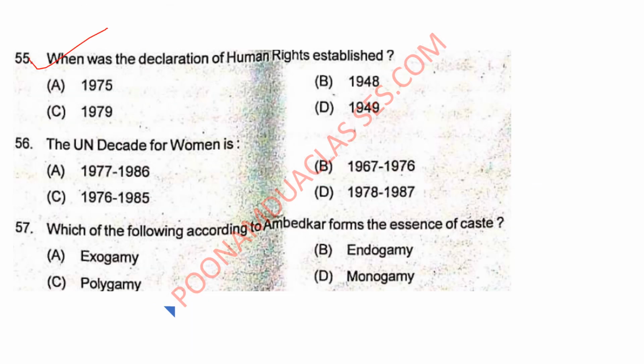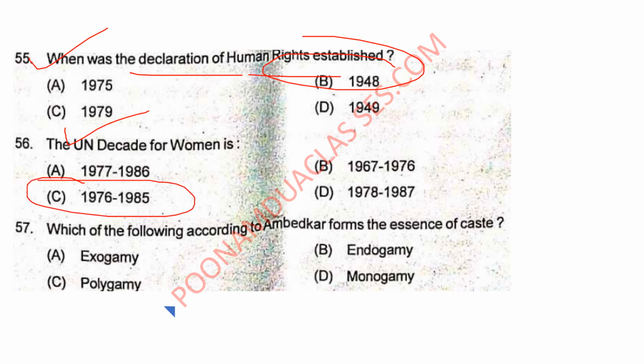Question 55. When was the Declaration of Human Rights established? The correct answer is 1948. The Universal Declaration of Human Rights is an international document adopted by the UN, that is the United Nations General Assembly. It was done in 1948. The UN Decade for Women is actually from 1975 to 1985, but this one can be taken as the best possible answer here.